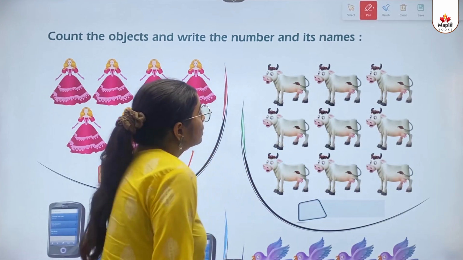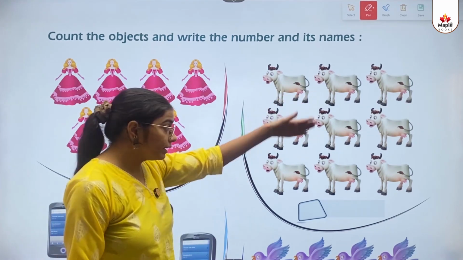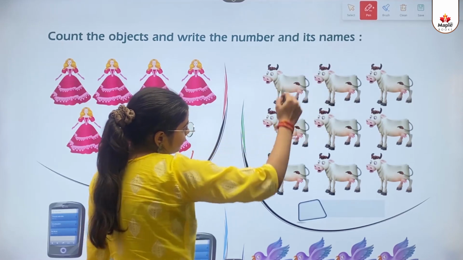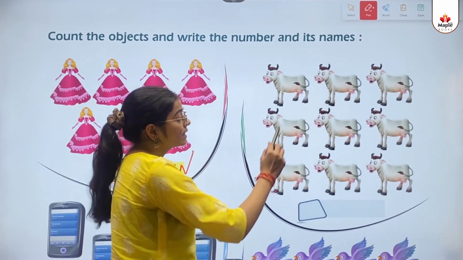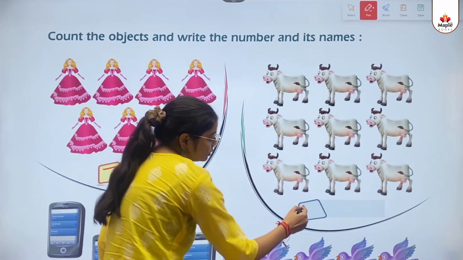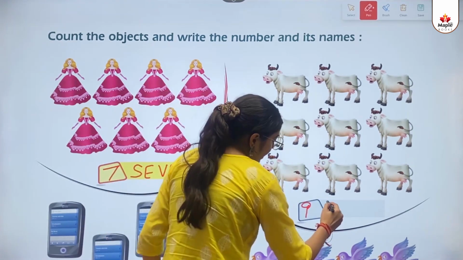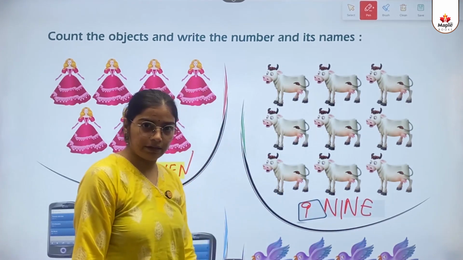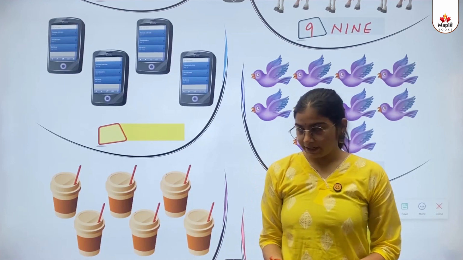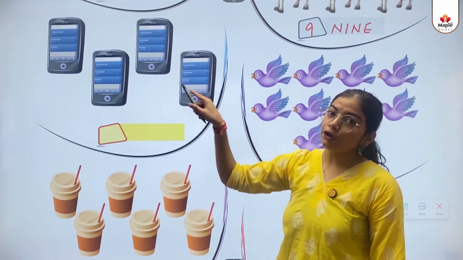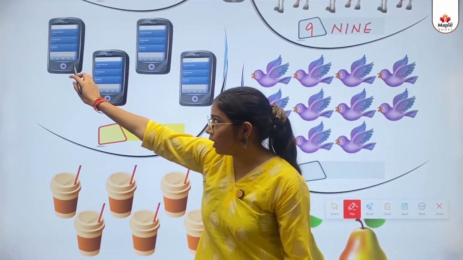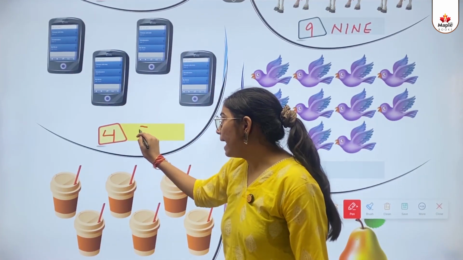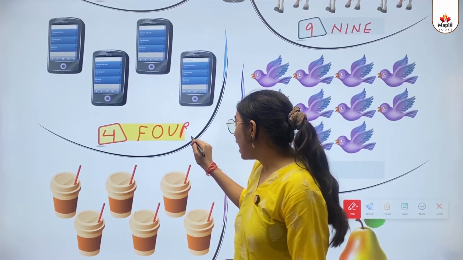7. Then there are cows given here. So we will count. 1, 2, 3, 4, 5, 6, 7, 8, 9. So we will write 9. N I N E. 9. So kids, here are given 4 cell phones. We can count also. 1, 2, 3, 4. So we'll write 4. F O U R. 4.